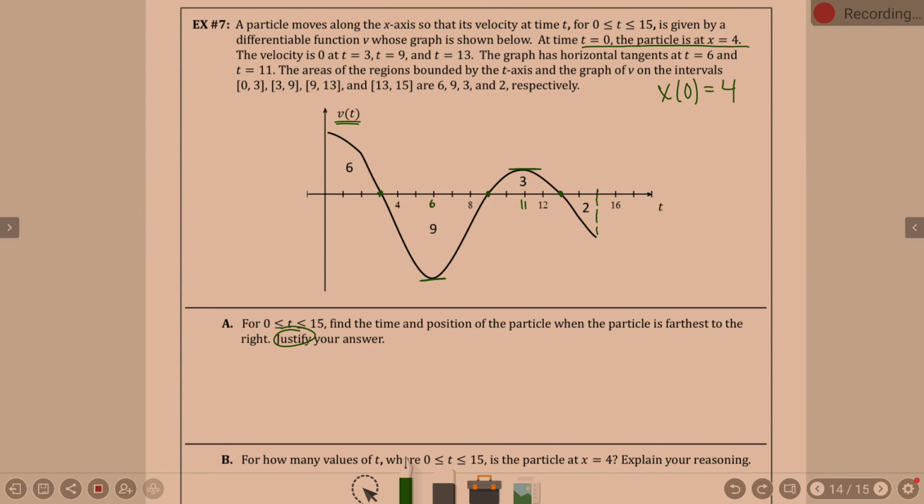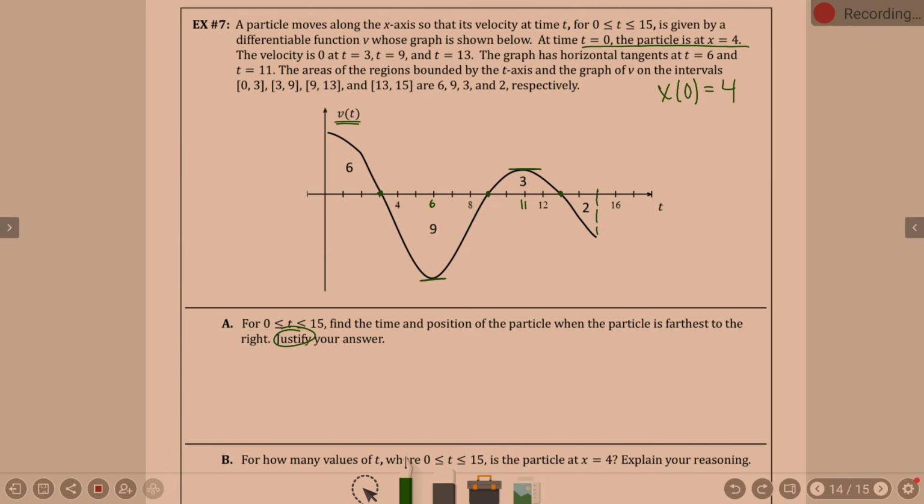Okay. With this, we want to know when the particle is farthest to the right, yes? So, at what points or when are we moving right? Above the x-axis, yes? So from 0 to 3, we're moving right. Then we move left, and then we're moving right again, and then we're moving left.